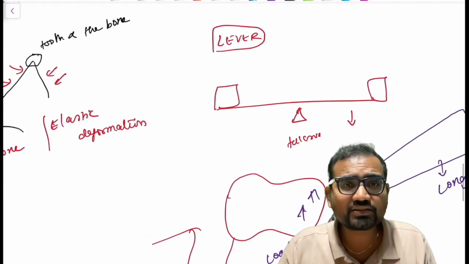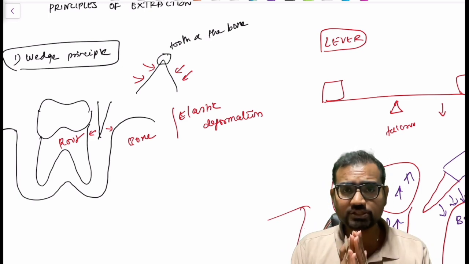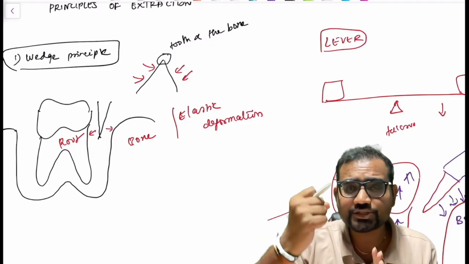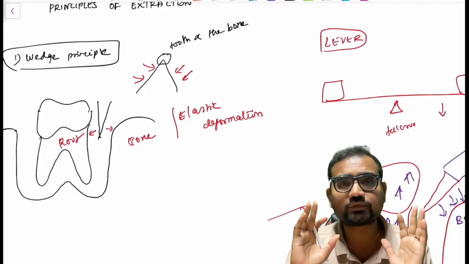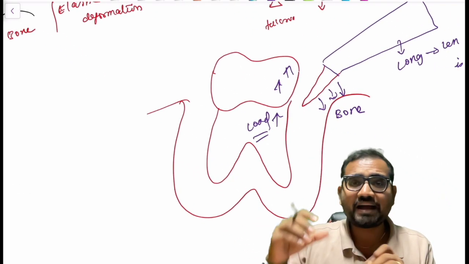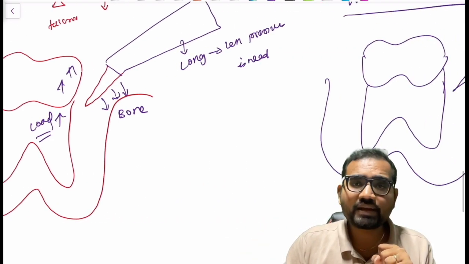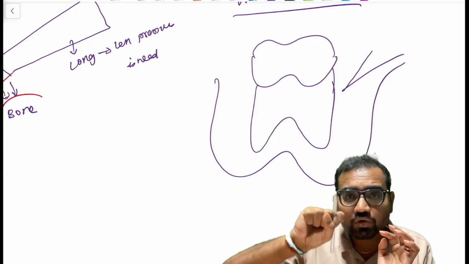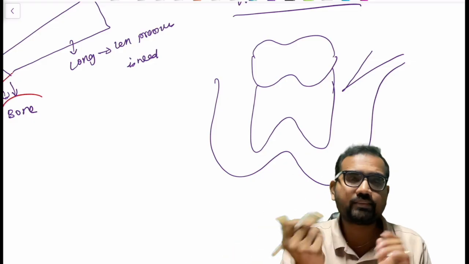So these form the three basic principles of extraction. One is the wedge principle, where I am placing the instrument between the root and the bone, giving apical pressure. Because of the elastic deformation, the bone compresses and the tooth pops out. The next one is the lever principle, where I'm using the bone as a fulcrum. I'll rest the instrument on the bone and give movements so the tooth pops out. And the last one is the wheel and axle principle, placing the instrument between the root and the bone, and I will rotate the instrument, not using the bone as a fulcrum. I'm just rotating the instrument and removing the tooth.